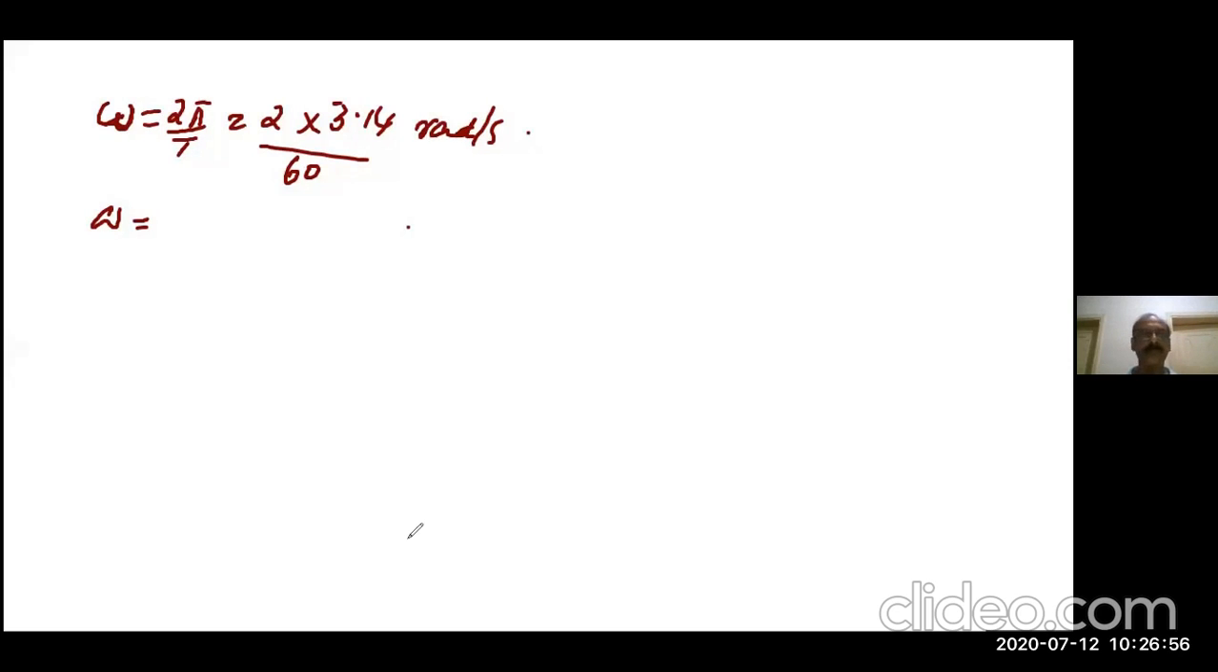What is the answer? 0.104. 0.104 radians per second. This is for the second needle.